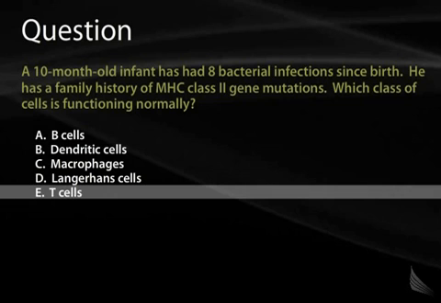Now the T cells, on the other hand, although they use MHC class II, specifically the CD4 T cells, they're not dysfunctional. If you were to take these T cells and put them in somebody else that had functioning MHC class II, they would work just fine. They would do their job. All the rest of these cells would not. No matter what you did with them, if they can't express MHC class II, they can't do their job. Hence, the answer is E, T cells.